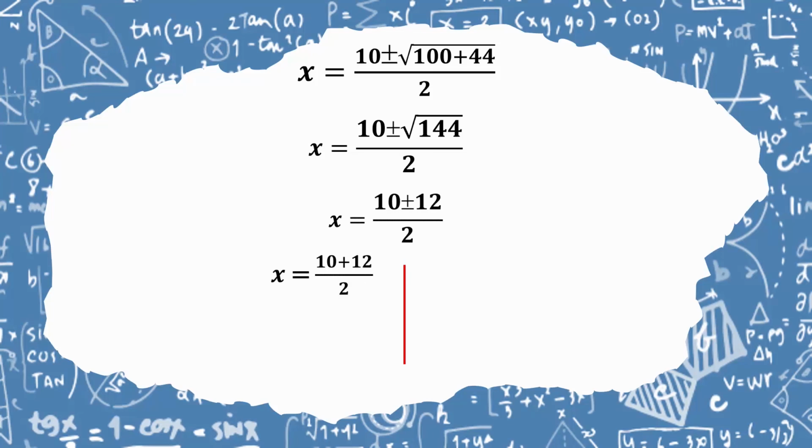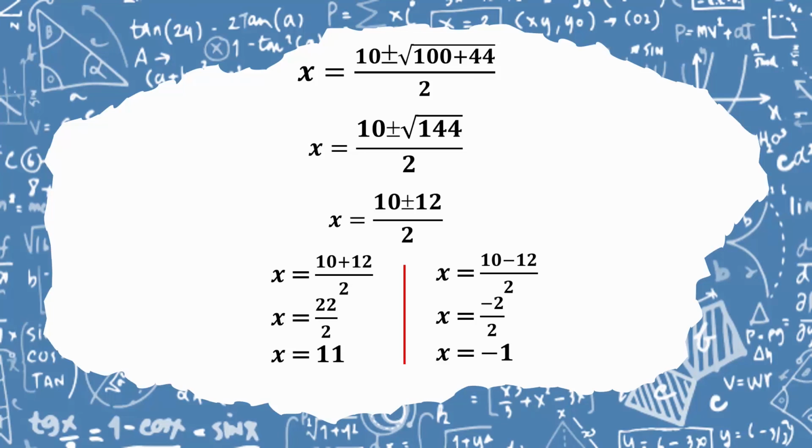To solve for the values of x, we have 10 plus 12 all over 2 and 10 minus 12 all over 2. Solving each resulting equation, we have 22 over 2, which is 11, and negative 2 over 2, which is negative 1. So the roots of the quadratic equation are x equals 11 or x equals negative 1.